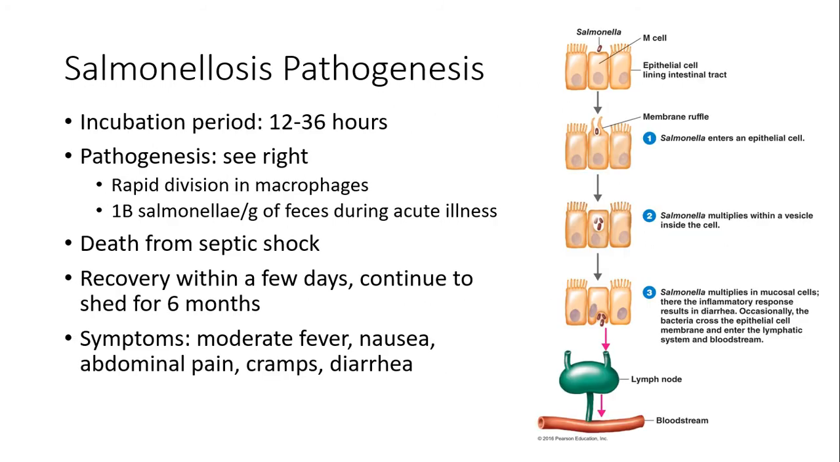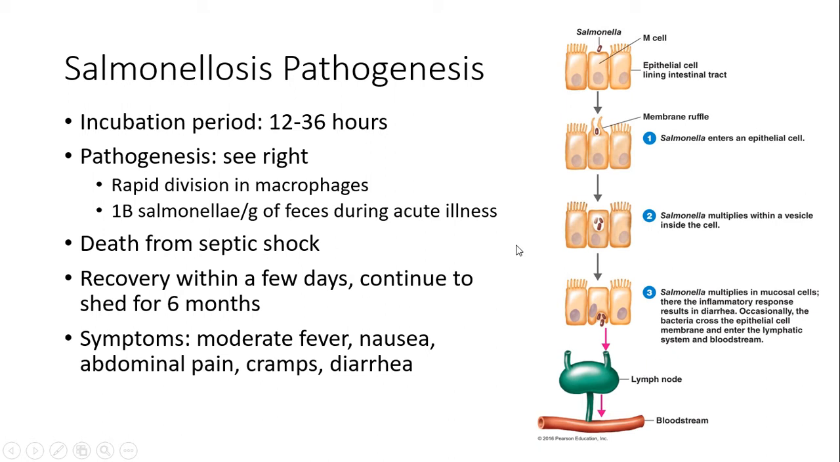For its pathogenesis, this one has a much longer incubation period than the toxin-mediated illness that we saw with Staph aureus, for example. This one is going to take 12 to 36 hours before you see symptoms. And it's going to follow a very similar pathogenesis to what we saw with Shigella. It's going to enter into those M cells, survive phagocytosis, multiply inside those mucosal cells. That triggers an inflammatory response leading to diarrhea. And occasionally the bacteria will cross the epithelial cell membrane to enter the lymphatic and bloodstreams.